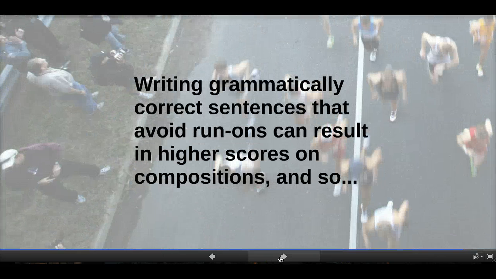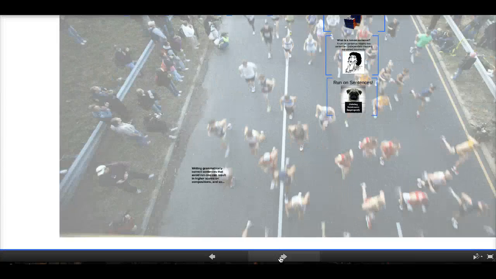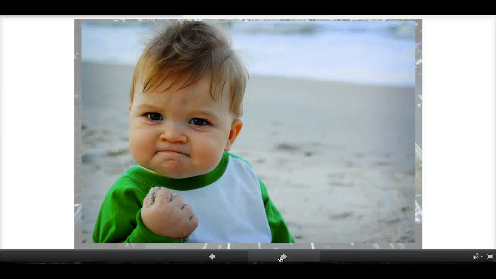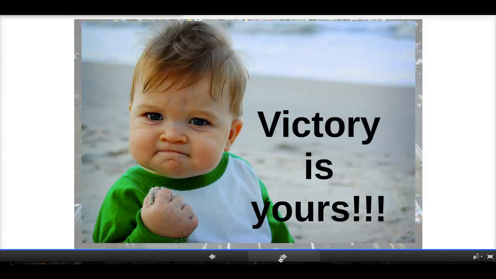So, writing grammatically correct sentences that avoid run-ons can result in higher scores on compositions. And so, dun dun dun, victory is yours. I know it's hard to think that any of this stuff is important. Grammar can be kind of dry, but it really does matter. It matters in your final exam. It matters in the paragraphs that you write. It matters when you're emailing your boss, all this kind of stuff, right?